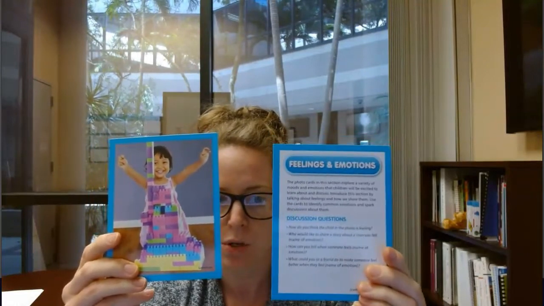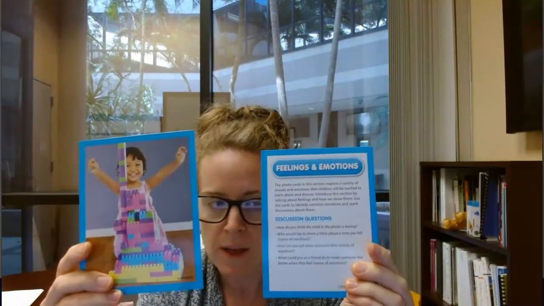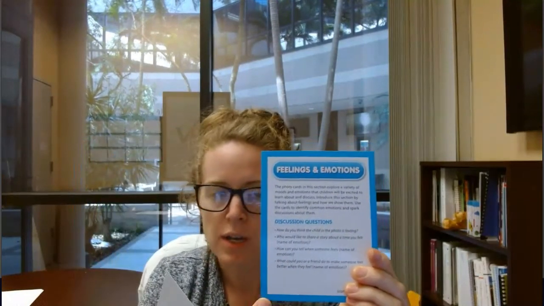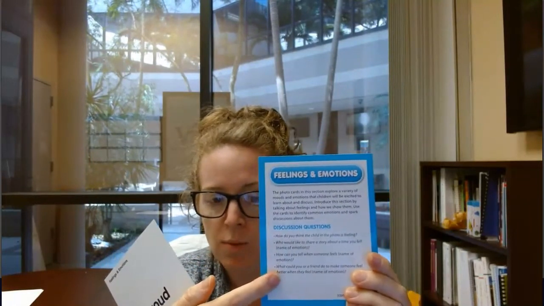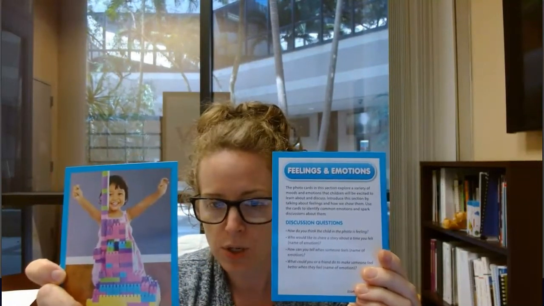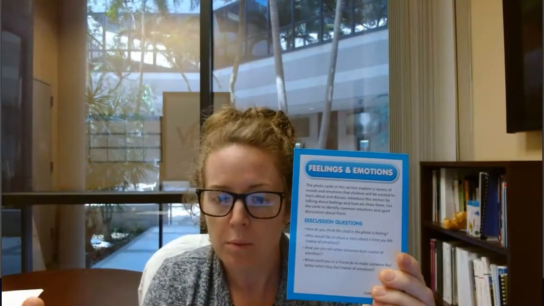So for feelings and emotions, for example, this card is a picture of a little one who feels proud. The directions card is really a wealth of information. It gives you some open-ended questions that are relevant to all of the different emotion cards, and good open-ended questions that will spark meaningful conversation with your child. So for example, how do you think the child in this photo is feeling? Would you like to share a story about a time that you felt proud or happy or sad? How can you tell when someone feels that way?